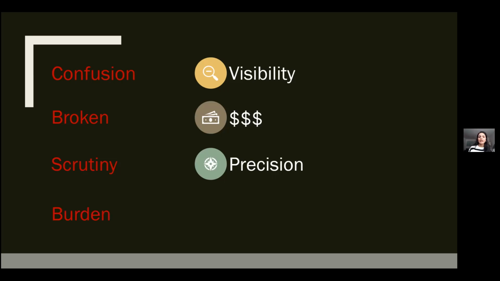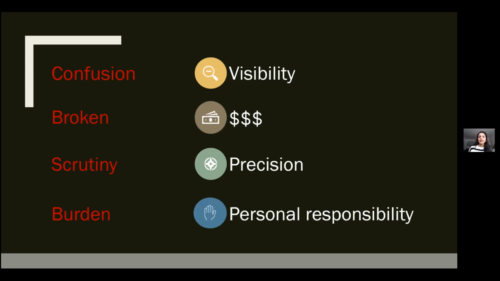But all of that precision has also meant that I feel the burden and the pressure of the work we do now more than ever before. And to me, out of that burden has risen this intense feeling of personal responsibility, which on this slide I've put on the good side, right?